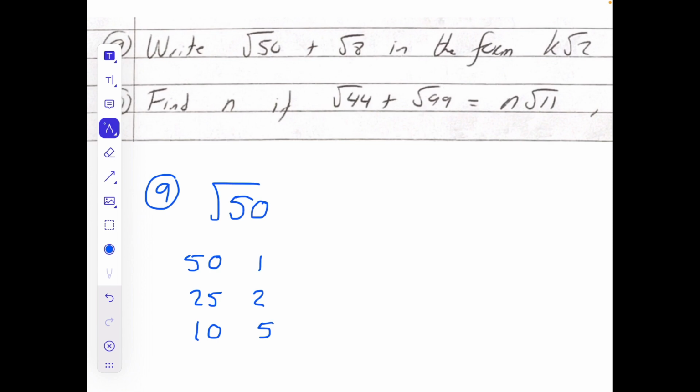Now, what we're going to do is, see this square root 2 here that we want in our answer? We're going to pick out the one that has that number. Okay, so we can say that root 50 is the same thing as root 25 times root 2.